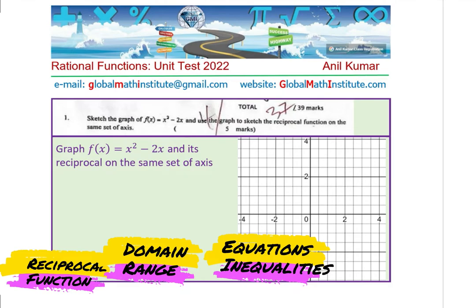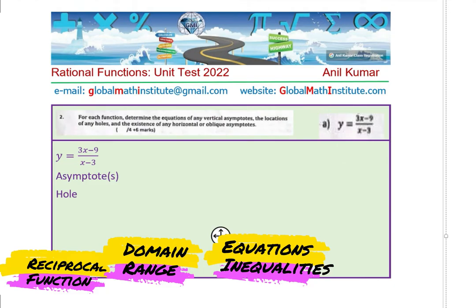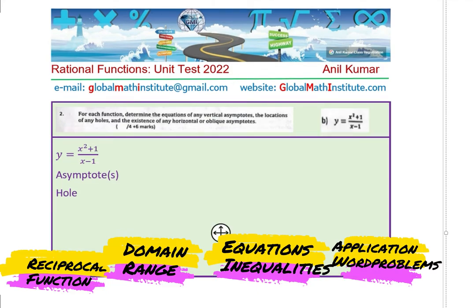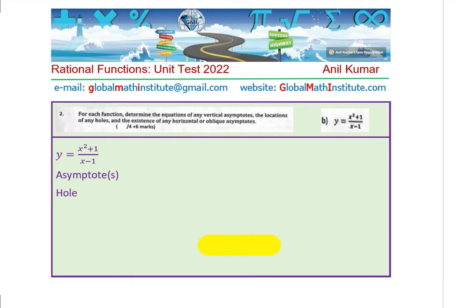The very first question is to sketch the graph of x squared minus 2x and its reciprocal, right? So that's the question from the test paper. Question number 2 is to sketch the graph of another function. In this particular function, we have to discuss asymptotes and holes. Well, that is part A of question number 2. Part B is another rational function where again you have to discuss the asymptotes, discontinuities.